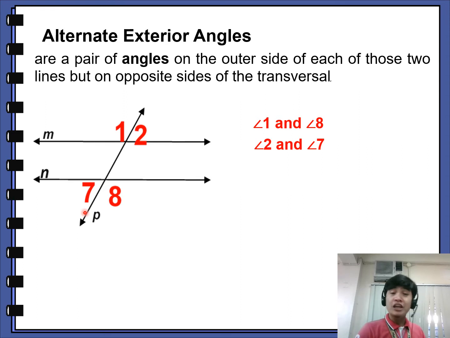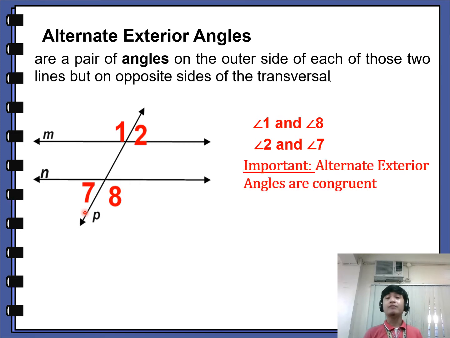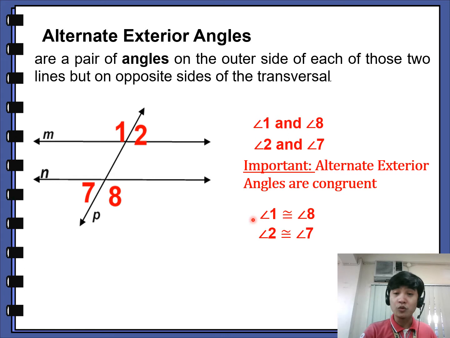Now, just like with alternate interior angles, may property din tayong kailangan tandaan. Most likely, if we are dealing with problems or mathematical expressions na kailangan isolve pertaining to angles formed by parallel lines cut by a transversal. So, always take note that alternate exterior angles are also congruent. So, meaning to say, angle 1 is congruent to angle 8, and angle 2 is congruent to angle 7.